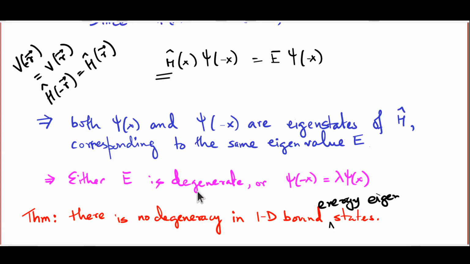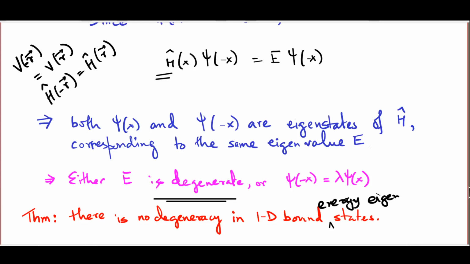According to this theorem, if we are looking at 1-dimensional bound states, which we are for the harmonic oscillator, this possibility that E is degenerate simply does not arise. So you must have this other possibility for the harmonic oscillator and for other parity symmetric potentials in 1 dimension.